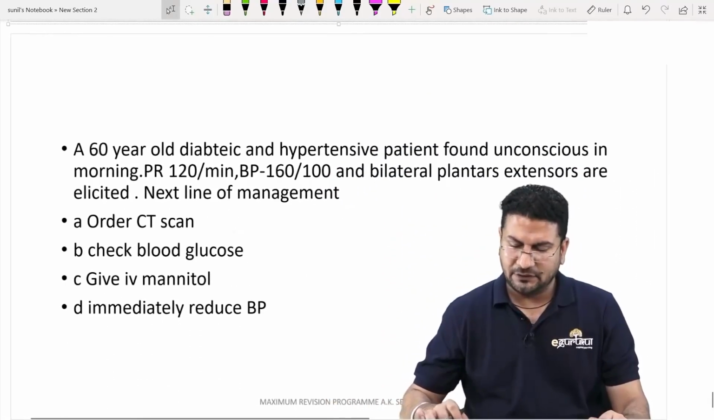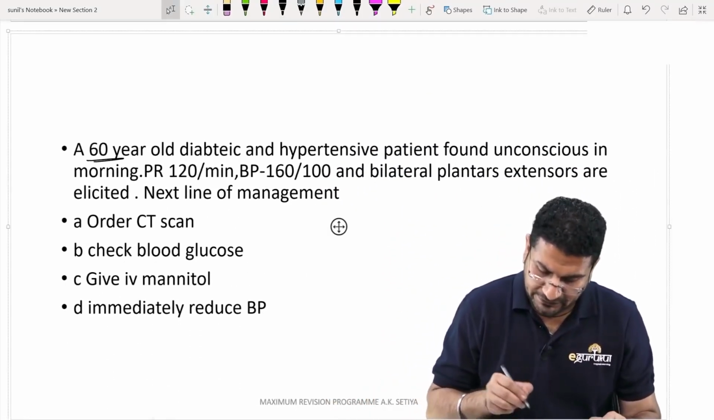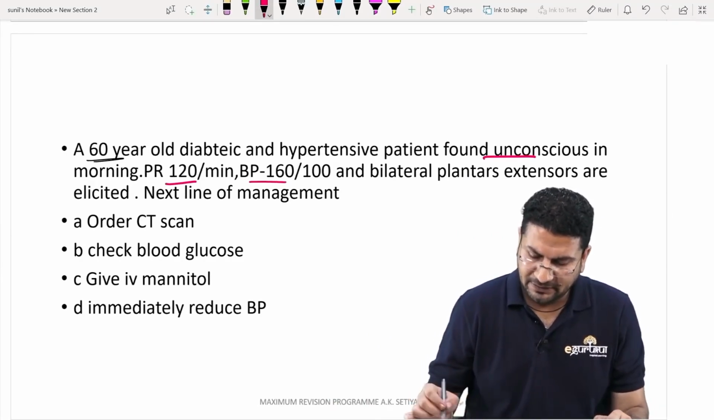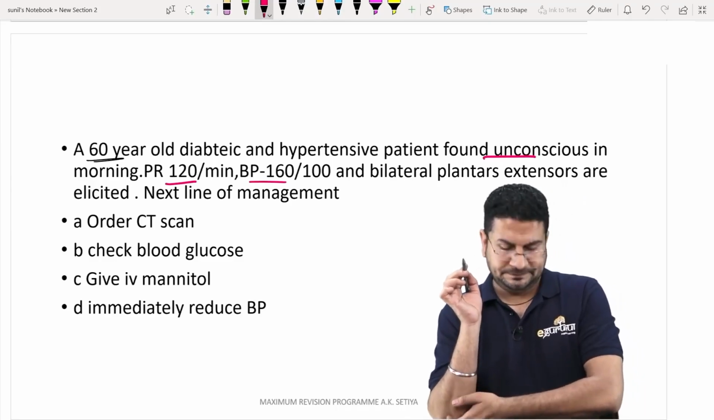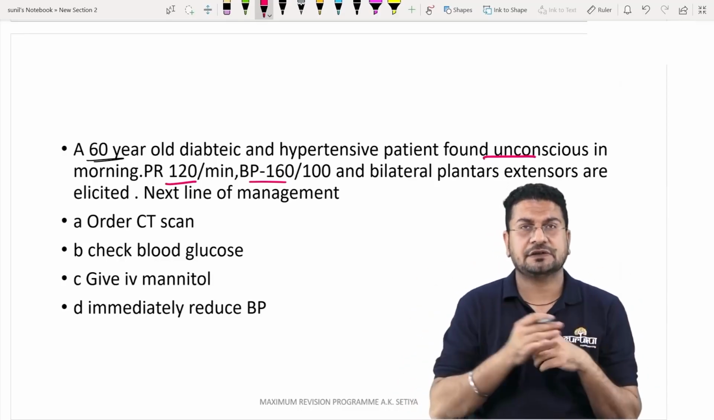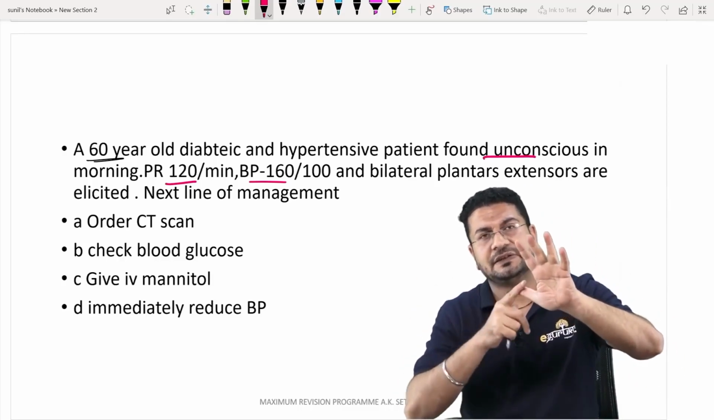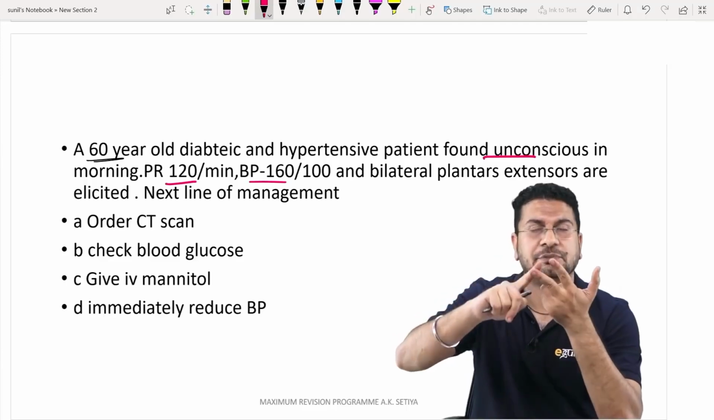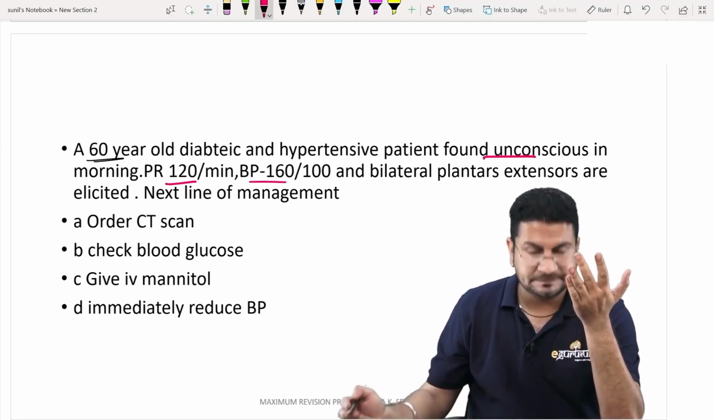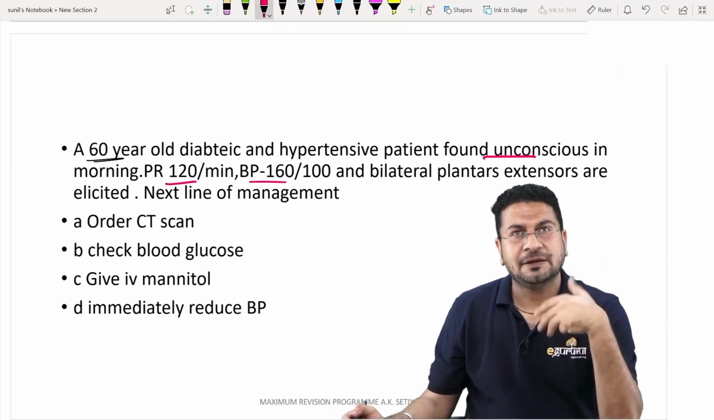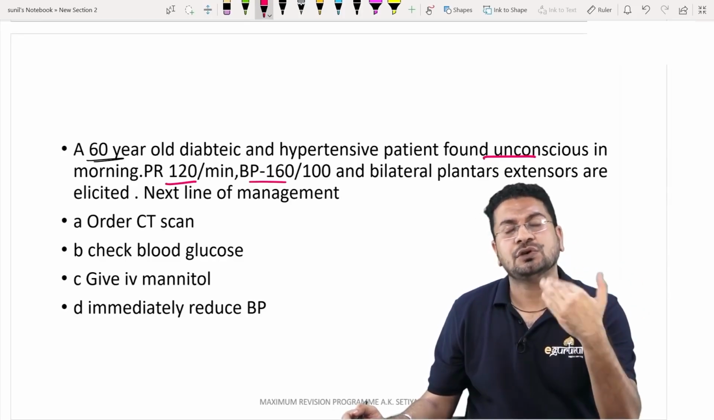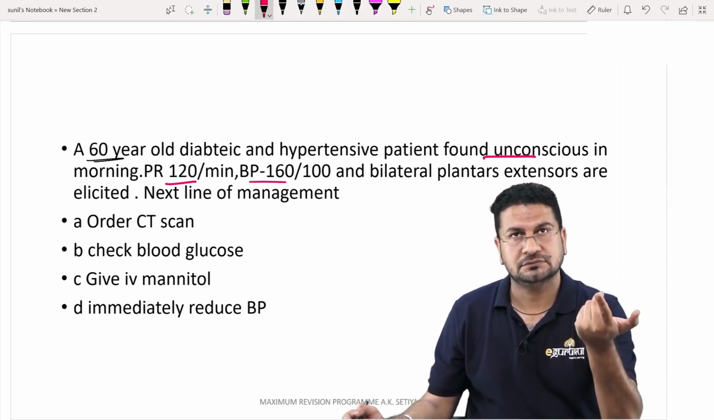Lastly, let me end with a question: a 60-year-old diabetic and hypertensive patient found unconscious, pulse rate is 120, BP is high, bilateral plantar extensors. What is the next line of management? Understand this: whenever you see a sick patient with sudden loss of consciousness, you will check 5 vitals: pulse rate, blood pressure, SpO2, temperature and random blood sugar. It is mentioned the patient is diabetic, so this patient can have hypoglycemia or hyperglycemic coma. Both hypo and hyperglycemia can cause loss of consciousness.